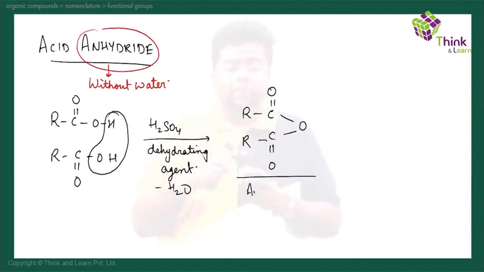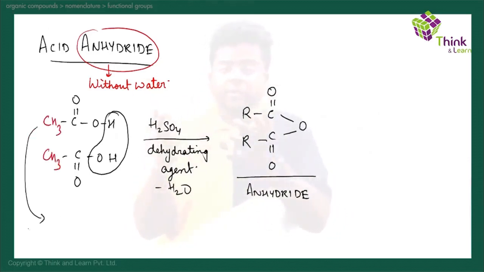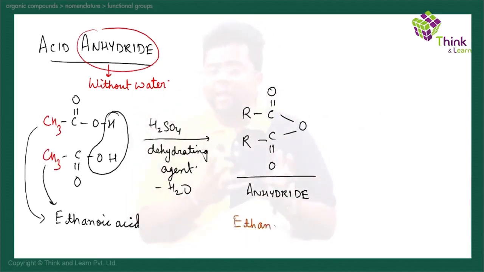Now, how do we name the anhydride? While we are naming the anhydride, let's remove R and replace this with CH3. So what is the name of the acid that we get? Yes, it is ethanoic acid. Now, since ethanoic acid is combining to give me an anhydride, the name of the anhydride that is formed would be ethanoic anhydride.